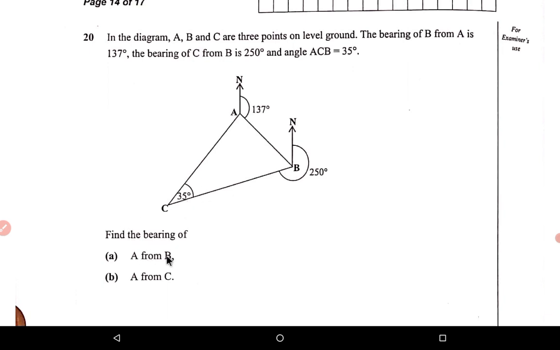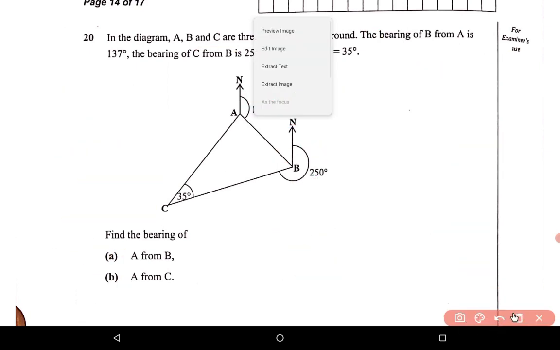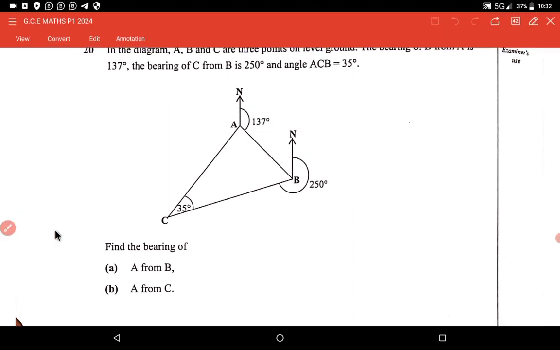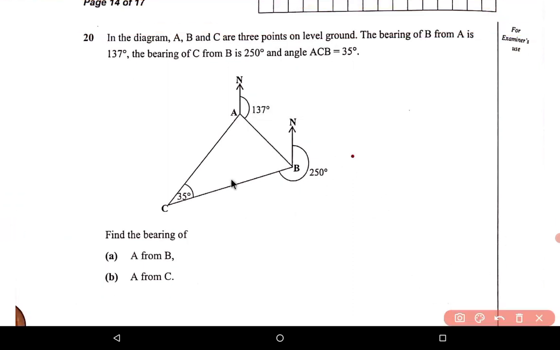F from B, so from going to A, that's what we're interested in. This is how you find these bearings. So A from B, where it says from, that's where you start from. So going to A is this one. So the bearing of F from B will simply be all the way from B going to A, like this.